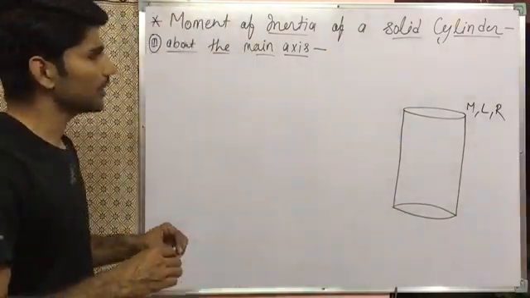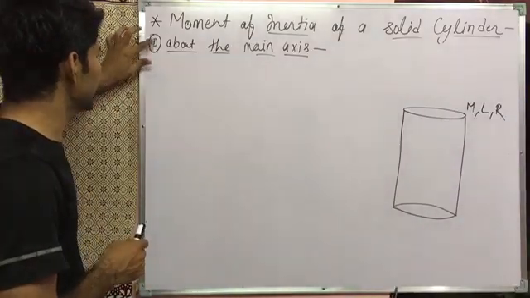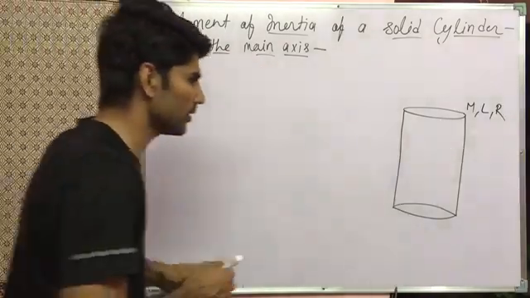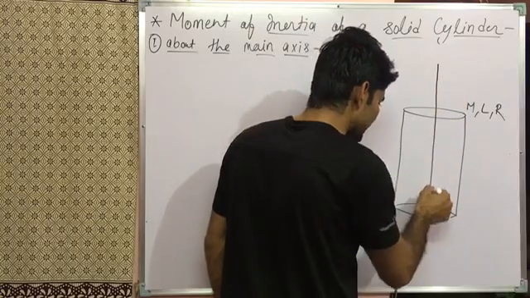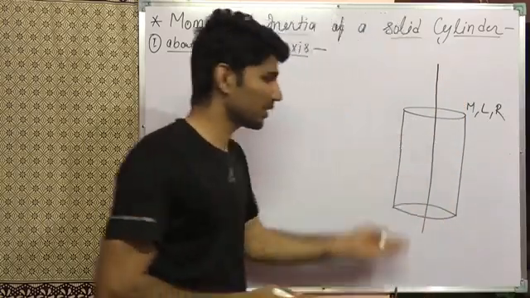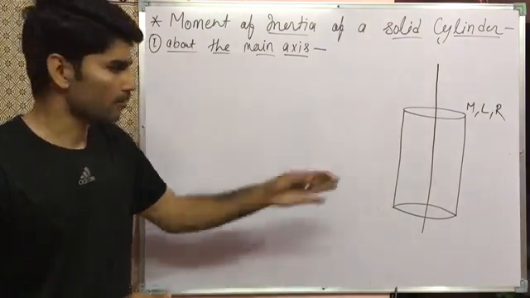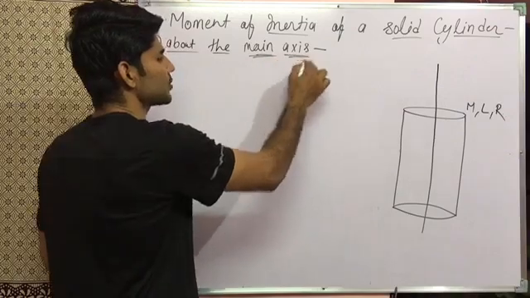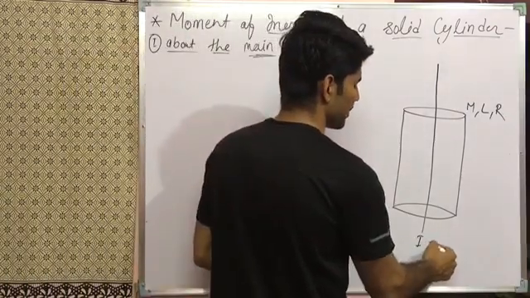So to determine the moment of inertia, first we take the axis, and in the first case we take the moment of inertia about the main axis. So here first I draw the axis. So this is the axis which is along its length, or perpendicular to the cross section area and passing through its center, or we can directly say the main axis of the cylinder. About it we determine the moment of inertia.